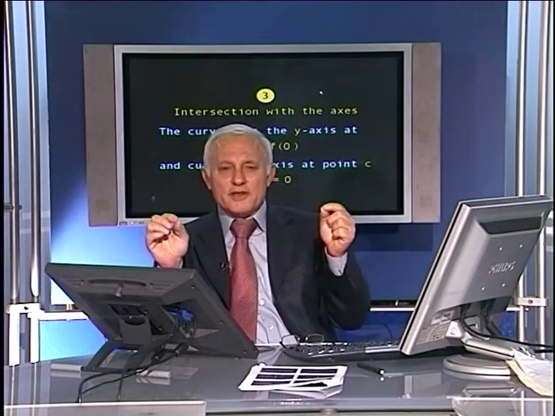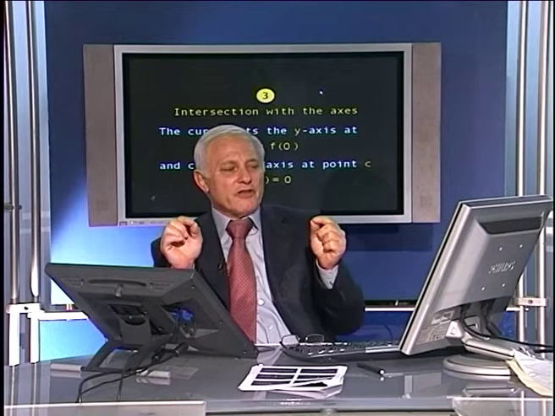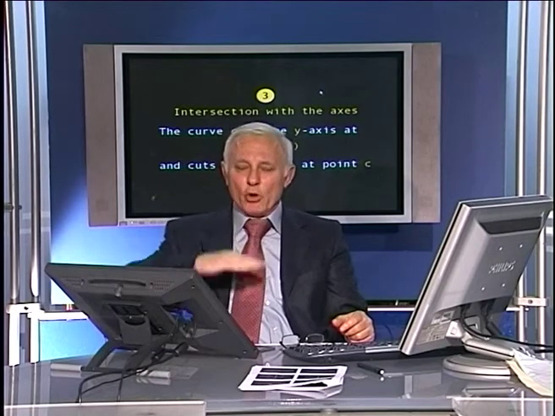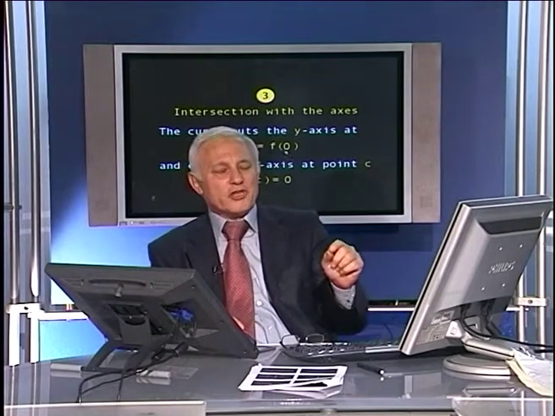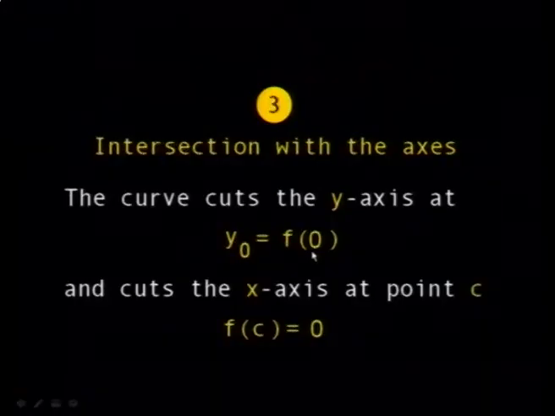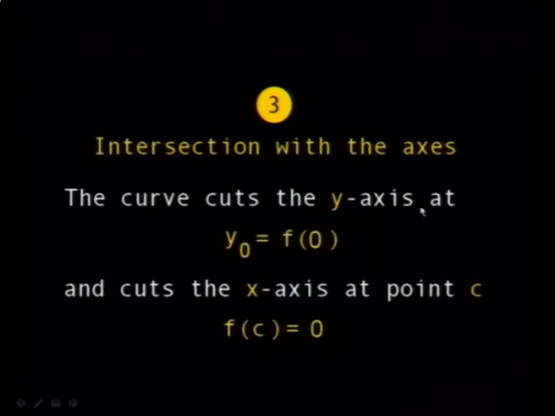You can locate the points at which the function passes from below the x-axis to the upper part of the x-axis when y is 0. So these are the roots of the function. The intersection with the x-axis is when f of c is equal to 0. In other words, y is equal to 0.